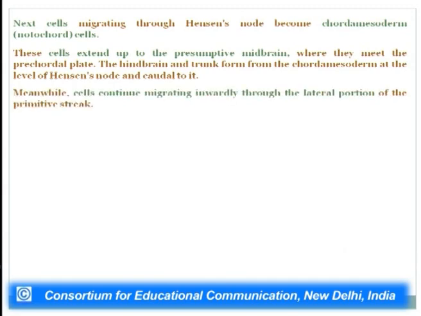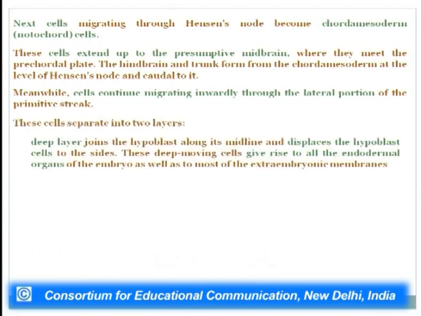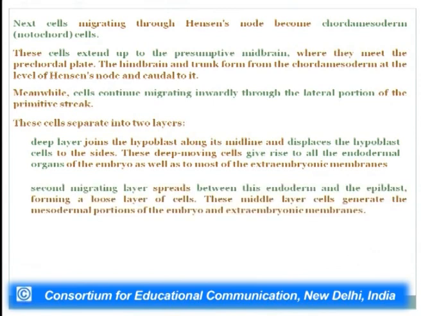Meanwhile, the cells continue migrating inwardly through the lateral position of the primitive streak. These cells separate into two layers, the deeper layer that joins the hypoblast along its midline and displaces the hypoblast cells to the sides. These deep moving cells give rise to the endodermal organs of the embryo as well as most of the extraembryonic membranes. The second migrating layer spreads between this endoderm and the epiblast, forming a loose layer of cells, and these middle layer cells generate the mesodermal portion of the embryo and the extraembryonic membrane.